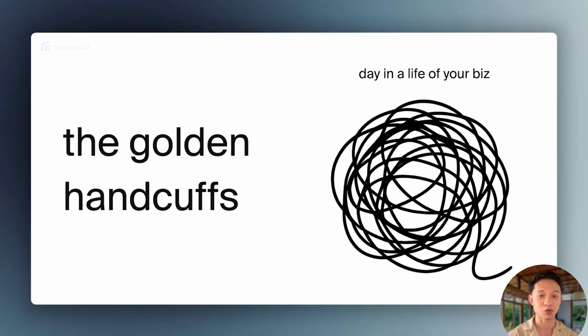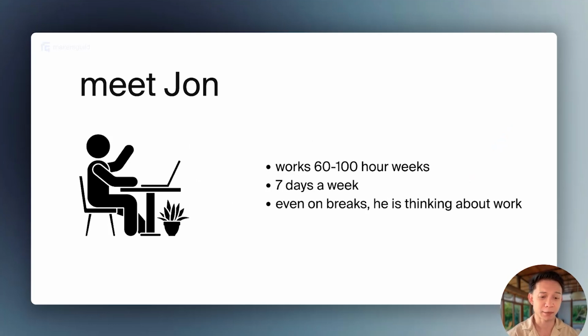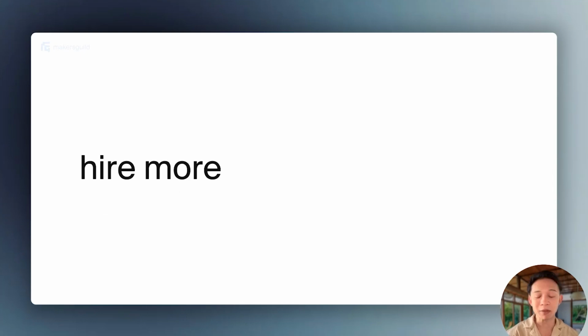So most business owners reach a certain point of success where this is what happens, right? Now, we can summarize that John can't really take a vacation. He works 60, 100 hours a week, 7 days a week. Even on breaks, he's thinking about work. But lucky for John, he has a partner, and not so lucky for the partner. Both of them are equally as stressed and overworked, right? So typically, what John and Joe would think is we've reached max capacity.